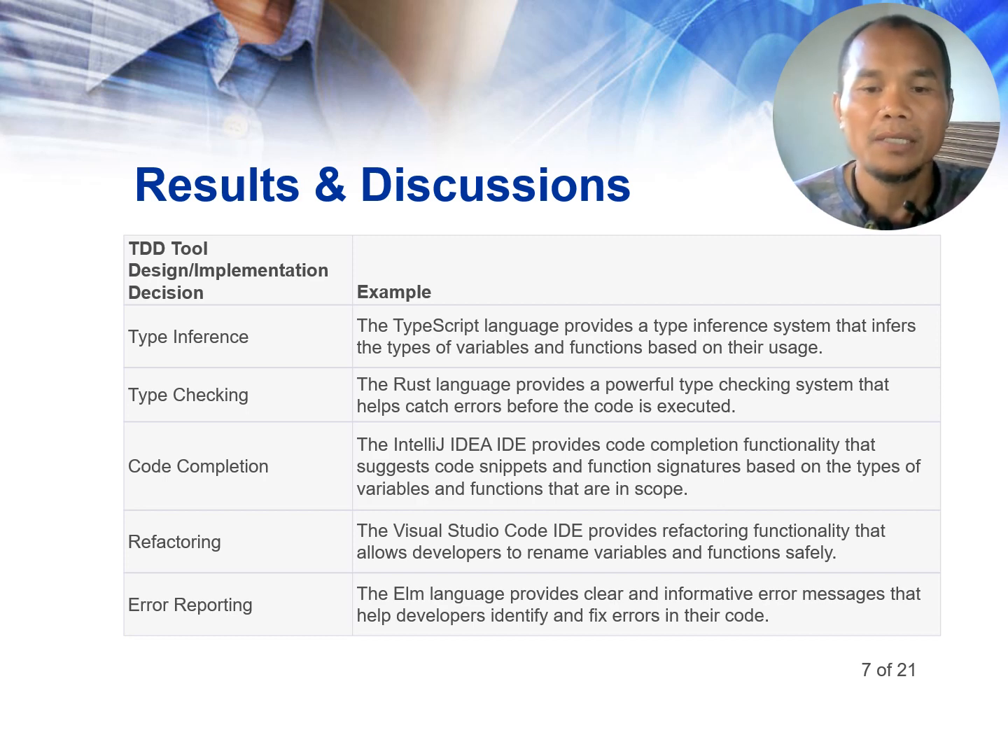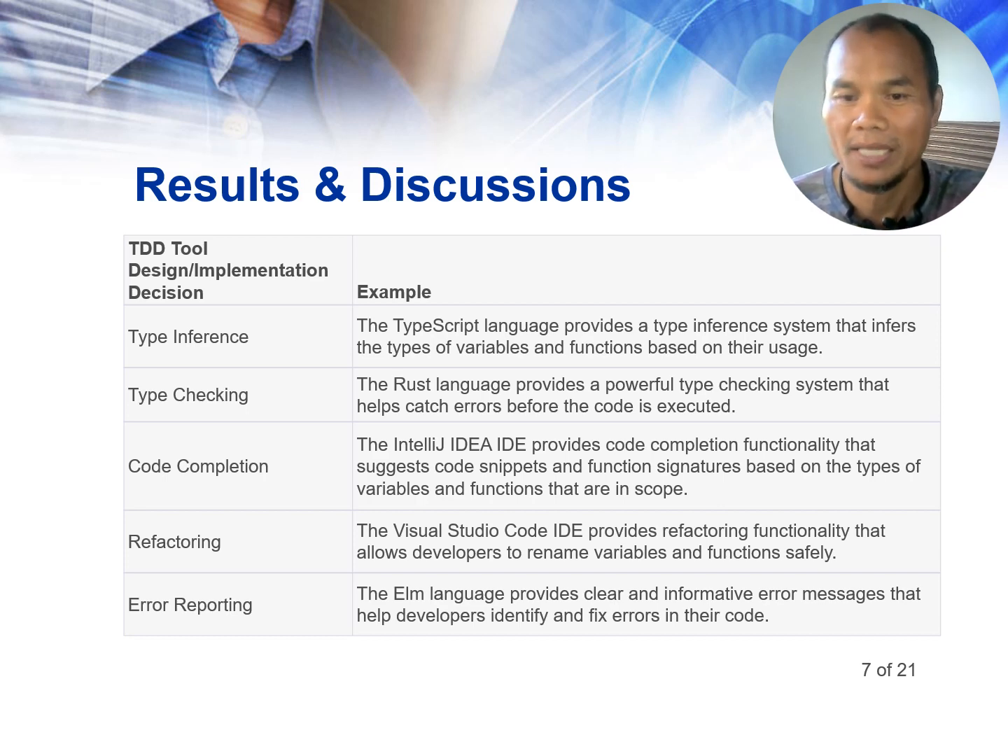The next one is type checking. Example of the type checking, the Rust language provides a powerful type checking system that helps catch errors before the code is executed. Next, code completion. The IntelliJ IDEA IDE provides code completion functionality that suggests code snippets and function signatures based on the types of variables and functions that are in scope.